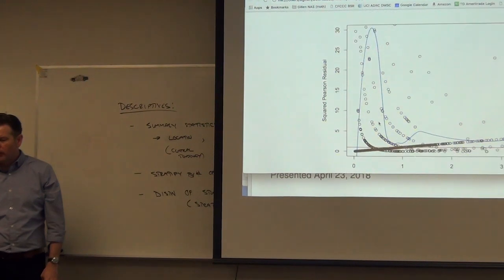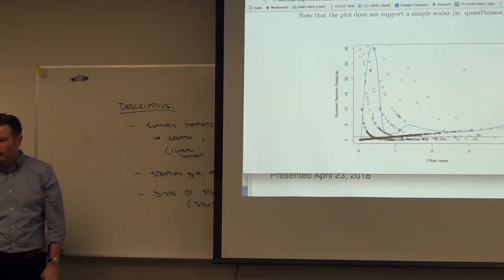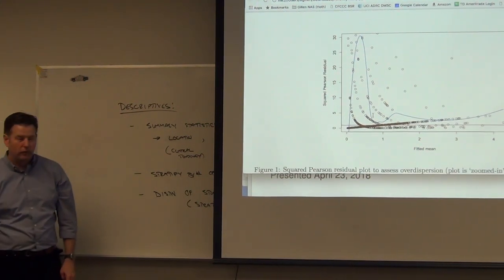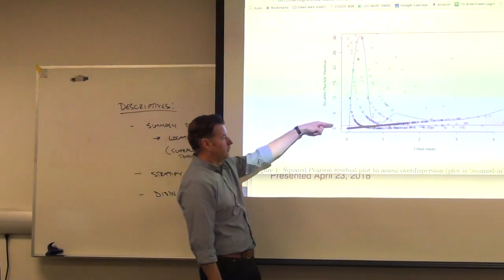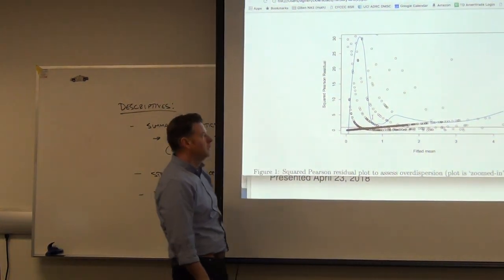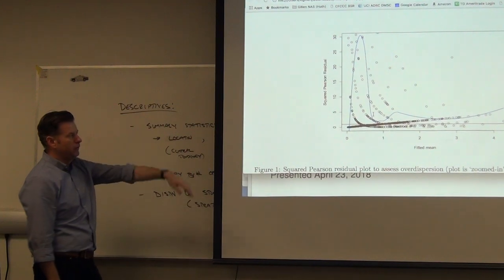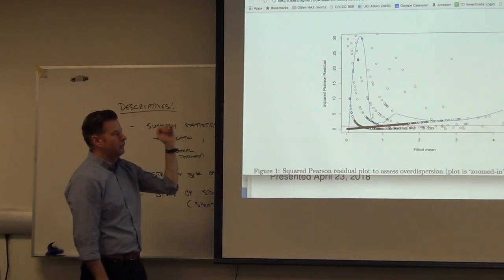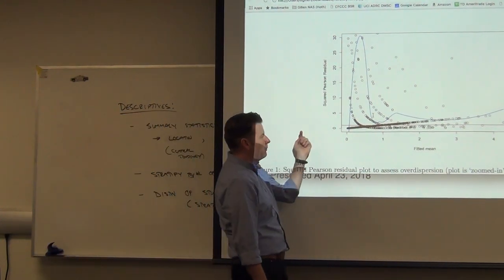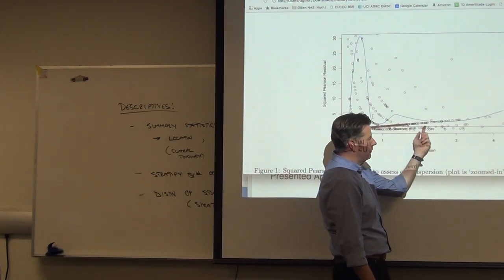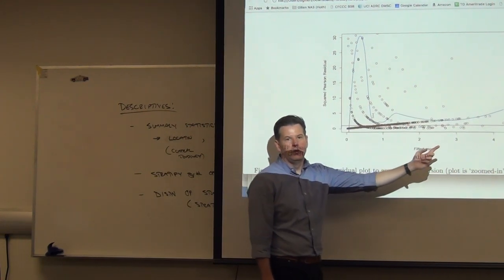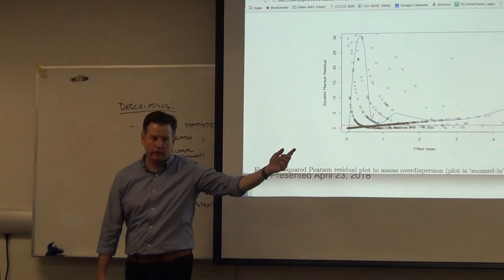Now, if you fit that Poisson model and then you do our nice little squared Pearson residual plot, this red line over here, that's the smoother, and one is the average squared Pearson residual. If my Poisson assumption were correct, I'd be floating right around that one. No way, no shape, no form. Not on these data, right?